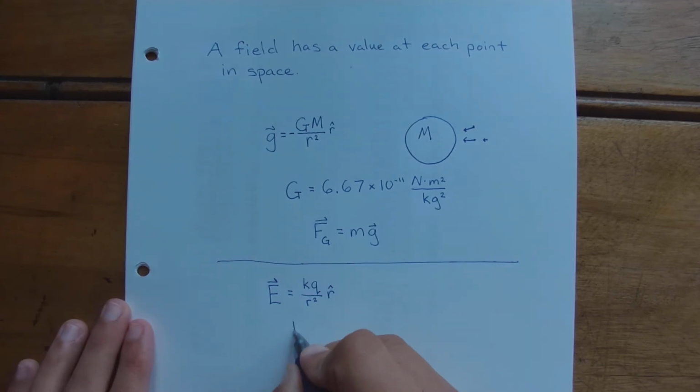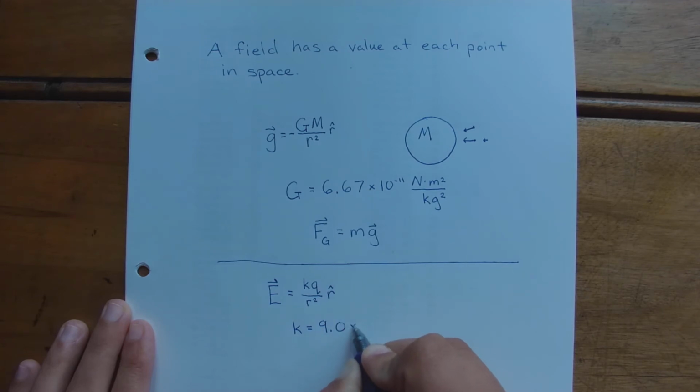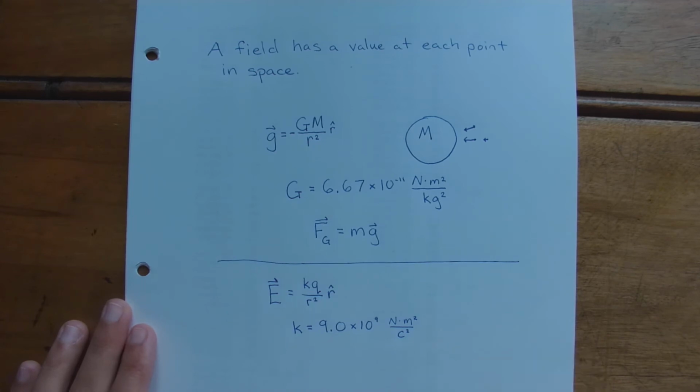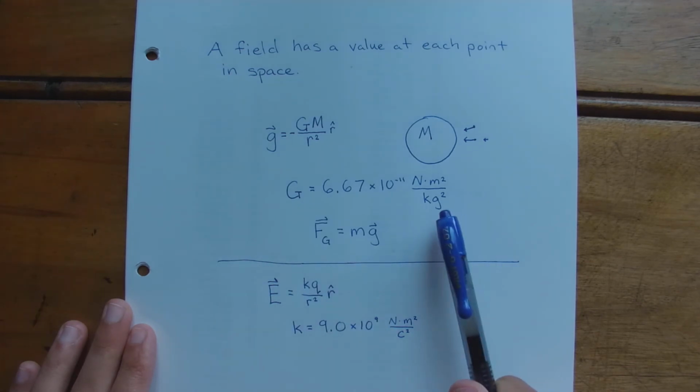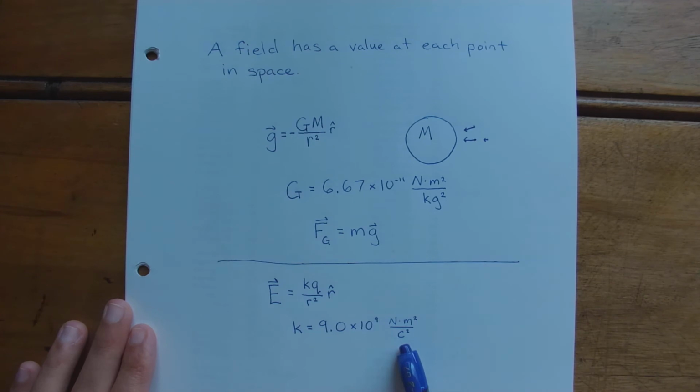Okay, so K is a constant, and that is 9.0 times 10 to the 9th newtons times meter squared per coulomb squared. So if you compare the electrostatic constant to the constant capital G here, you can see that the difference in the units is here we had kilograms squared in the denominator, and here we have coulombs squared in the denominator, which is what the capital C stands for. So the charge Q has units of coulombs.